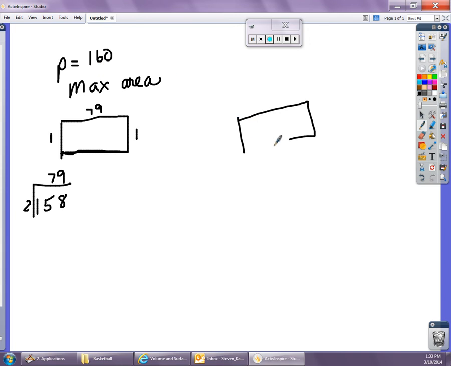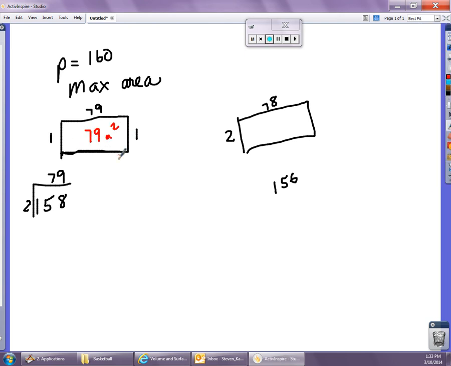Another one would be a 2 by, and if this is 2, then that's also 2. So now you'd have 156 left, which would mean that this and this would be 78. So a 1 by 79 or a 2 by 78, both of these will get you a perimeter of 160. But you'll notice that these have different areas. 1 times 79 is 79 units squared, but this one has an area of 2 times 78, which would be 156 units squared. So vastly different shapes that have different room inside the shapes.